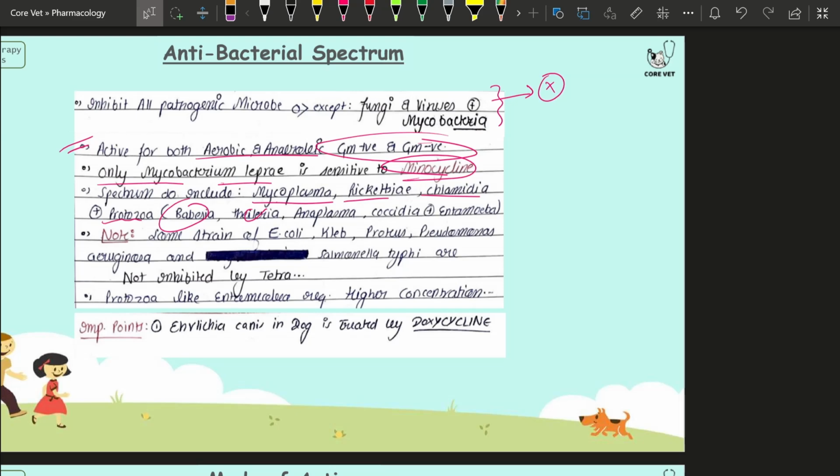Right? Okay, but there are some strains of E. coli, Klebsiella, Proteus, Pseudomonas aeruginosa, and Salmonella typhi, which are not inhibited by tetracycline. Right? So please note that point too.